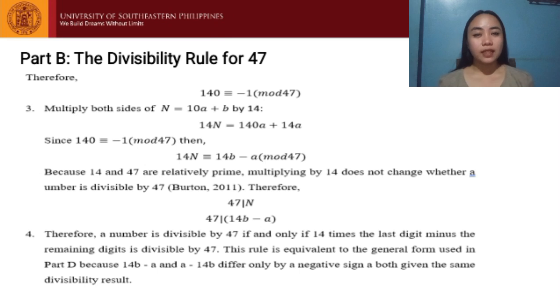Because the subtraction method gives the smaller multiplier here, we use it to build our rule for 47. The rule is: take the last digit, multiply it by 14, then subtract the result from the remaining digits. We keep repeating this until we reach a small number. If that final number can be divided evenly by 47, then the original number is also divisible by 47.